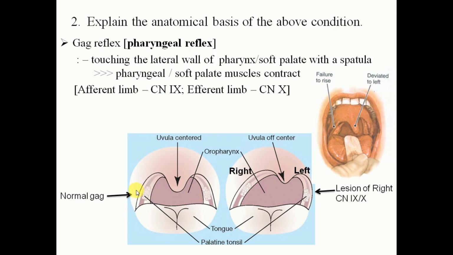So normally when you ask the patient to say "ah," or when you touch on either side of the lateral pharyngeal wall or soft palate, the response is that the uvula will be elevated in the midline. It will be in the midline, and there is a contraction of both the sides of the palate. So that is the normal response. But if one side is touched, and if you observe on touching that the uvula is deviated to one side, as we can see here, the uvula is deviated to left, whereas on the right side the palate fails to rise, so there is drooping or sagging.